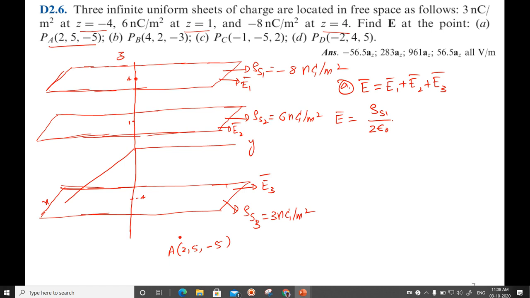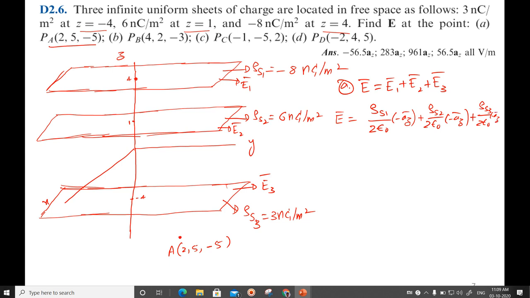Since the point is lying below all the 3 sheets, if I consider the first sheet, the point is below and the field is going in the negative z axis. If I consider the second sheet, the point is below and it is going in the negative z axis. If I consider the third sheet, once again it is minus az for all of them. Why I am taking minus, you came to know, because it is below. Second sheet rho s2 divided by 2 epsilon naught, once again minus az. And third sheet rho s3 divided by 2 epsilon naught into minus az.